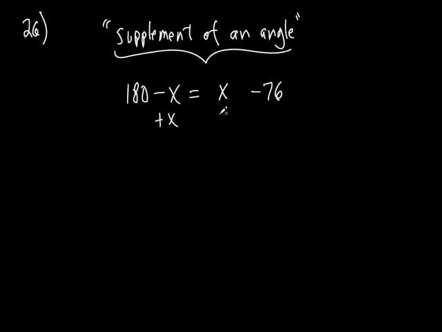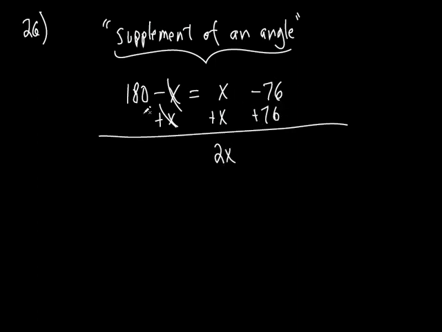So watch. Plus x here, plus x here. Cancels out. That's a 2x. What do I do with that minus 76? Add it. Put it over here. And let's see, that's a 6, that's a 15, that's a 2. 256. Divide by 2. Is that 128?